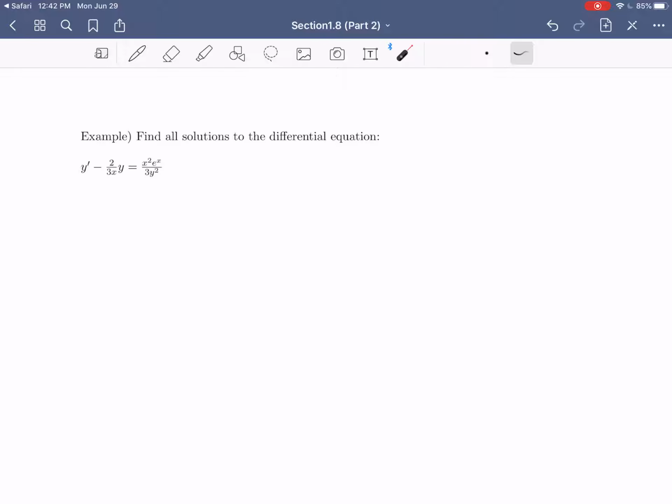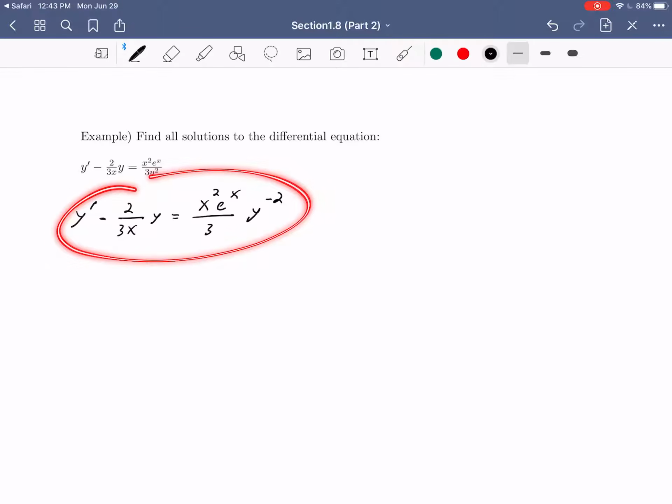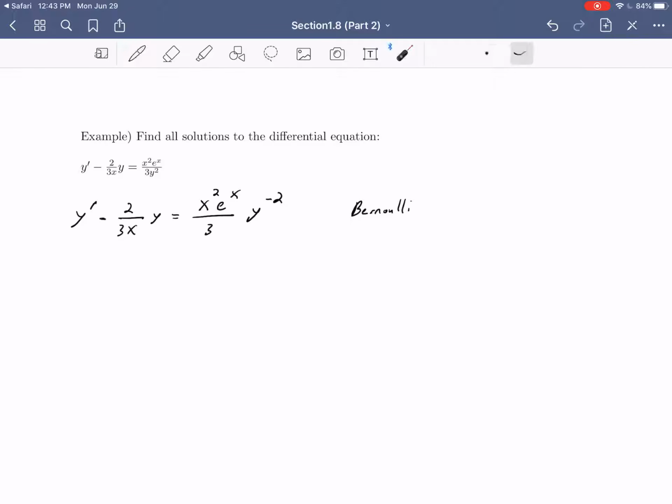So we can rewrite that as y to an exponent, and that basically puts it into a Bernoulli format. So we say y prime minus 2 over 3x y is actually going to be x squared e to the x over 3 times y to the minus 2. And that right there now tells us that this thing is Bernoulli. This is in the correct Bernoulli format. There's the p of x, there's the q of x, and there's our y to our n.